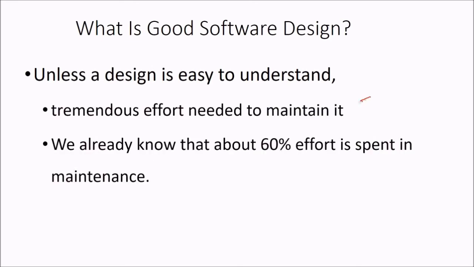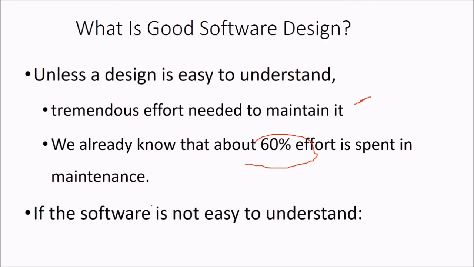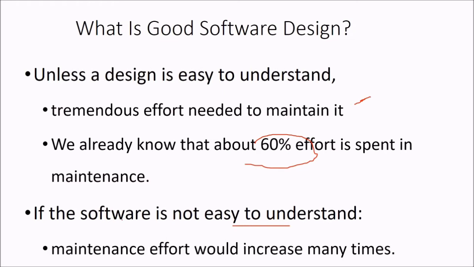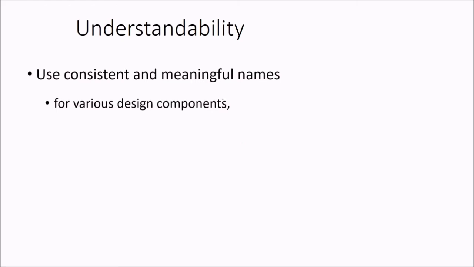We already know that about 60% effort is spent in the maintenance activity. If you can't understand the design, then maintenance effort would increase the time which is given for the actual software making. So we have to be very careful about this. But what exactly do I mean when I say understandability? I mean use consistent and meaningful names for all the design components.